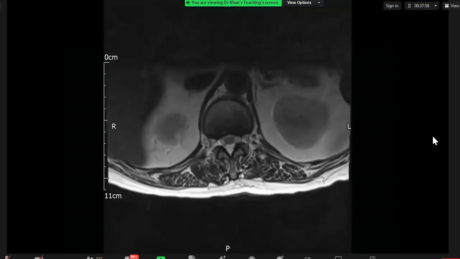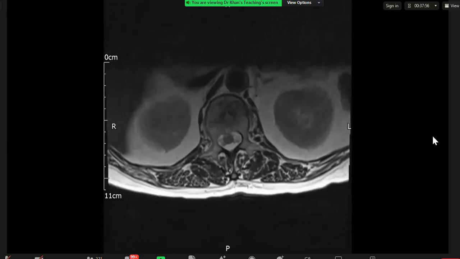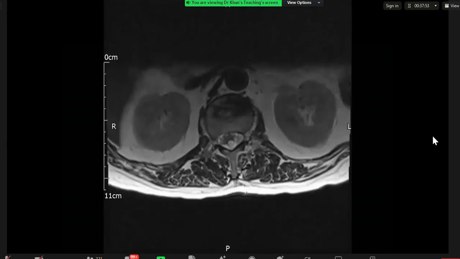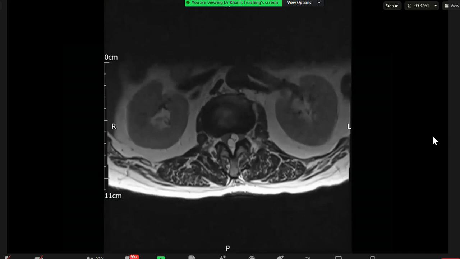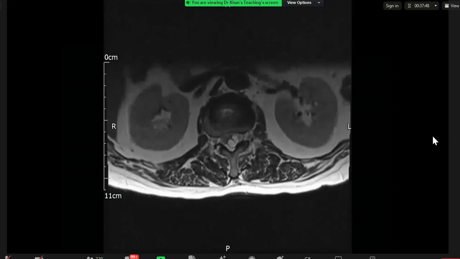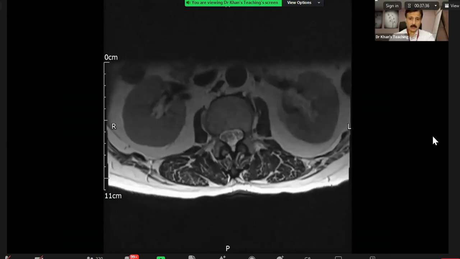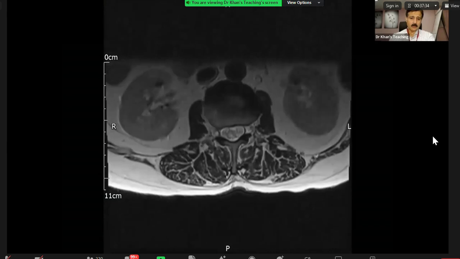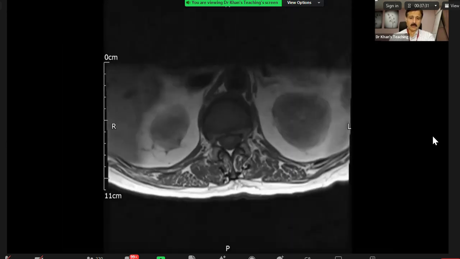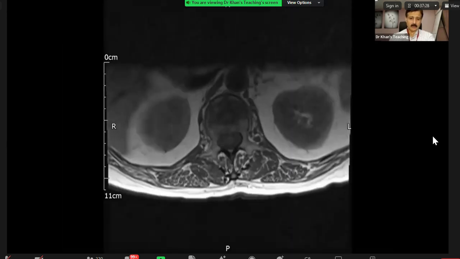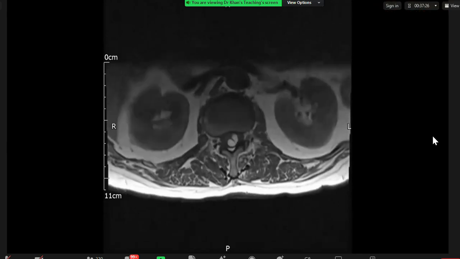So now I have an axial T2 weighted image. In the T2 weighted image, I can see an extramedullary intradural lesion, which is causing mild mass effect on the cord at this level. Please continue. T1. So there's also high T1 signal within this lesion. Please continue.